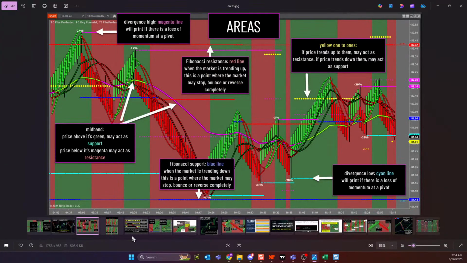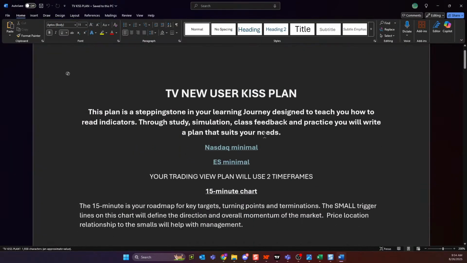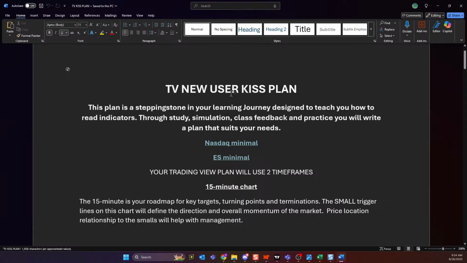Now we're going to go to TradingView. And TradingView has a different plan because it's a different platform. It uses different bar structure. TradingView is once again a stepping stone in your learning journey. This plan is designed to optimize your chances of success, to give you the highest probability of success as a brand new user.